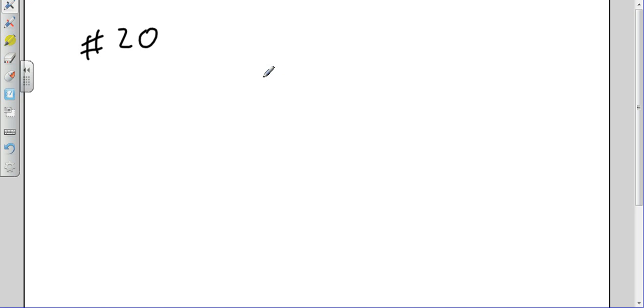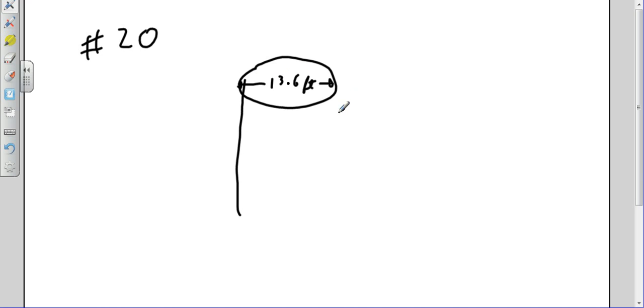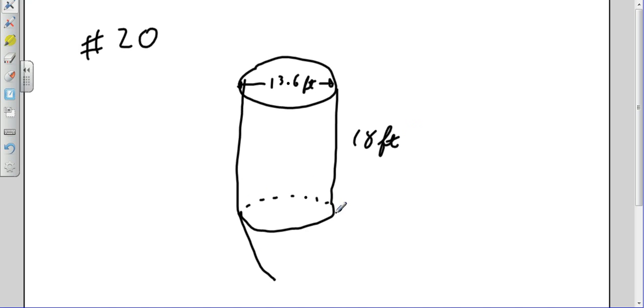Okay, so we have something circular on top, 13.6 feet. And we have some cylinder type shape, 18 feet. And then we have a cone on the bottom with a peak that goes down to 7.5 feet. And we have 3 significant digits in all of our answers.